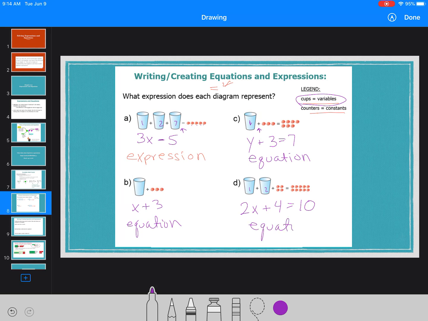Oops, you know what? I made a mistake on this other one here. Sorry, I was looking ahead. This one over here is actually an expression. Very sorry. Okay, so equal sign, equation, no equal sign, expression. Okay, let's keep going.